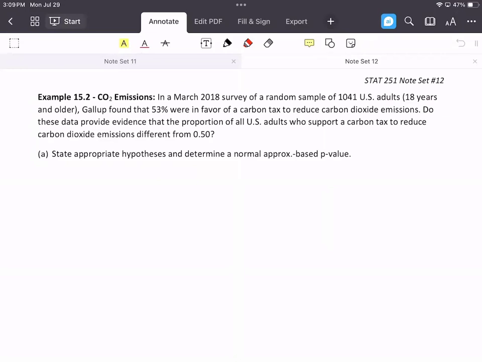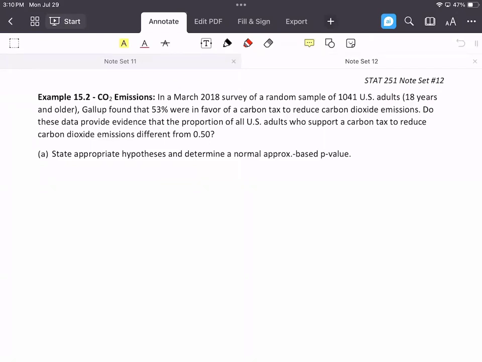Do these data provide evidence that the proportion of all U.S. adults who support a carbon tax to reduce carbon dioxide emissions is different from 0.5? State the appropriate hypotheses and determine a normal approximation-based p-value. I'm going to assume it is okay to just use the normal approximation-based p-value on exams. I try to make it clear that if I don't specify that it's okay to just use it, you should test to see if the conditions are met.